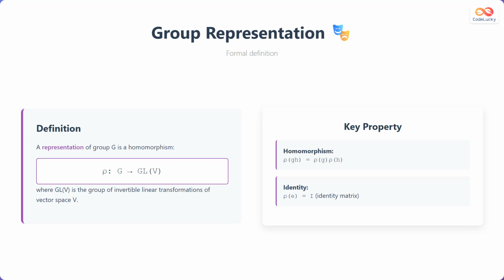A key property of a group representation is that it is a homomorphism, which means that for any two elements g and h in G, ρ(gh) equals ρ(g) times ρ(h). Additionally, the representation must map the identity element E of the group G to the identity matrix I. That is, ρ(E) equals I, the identity matrix.